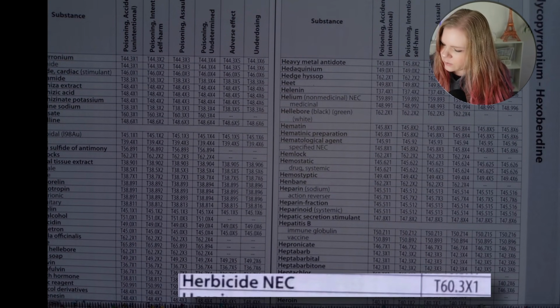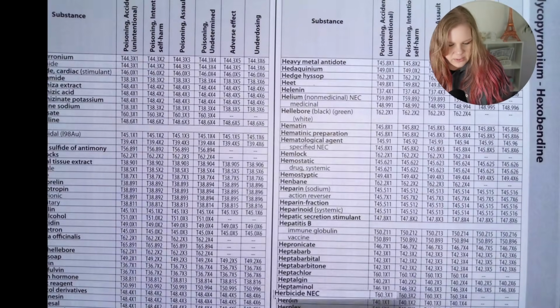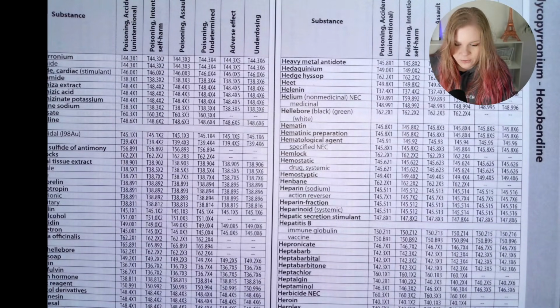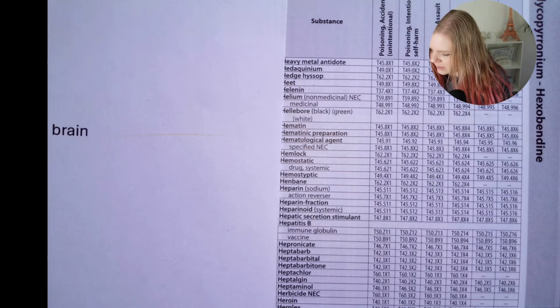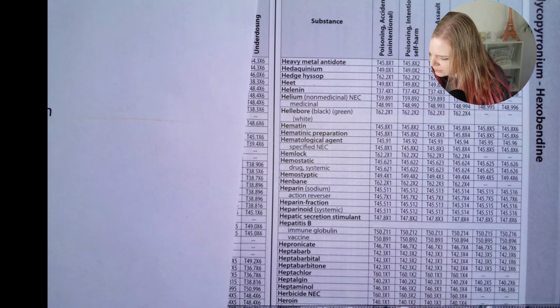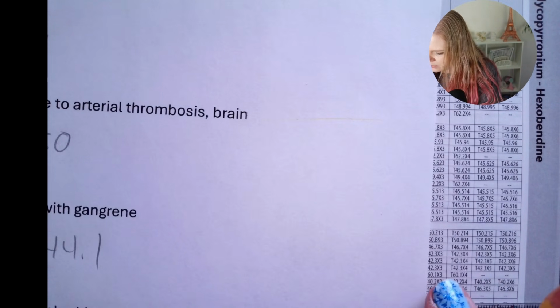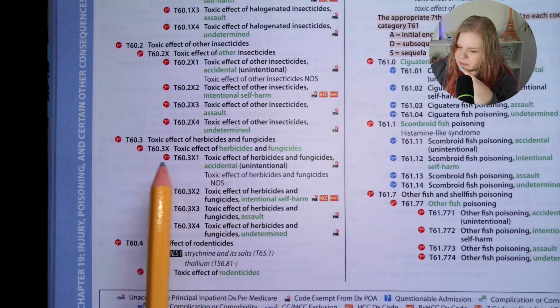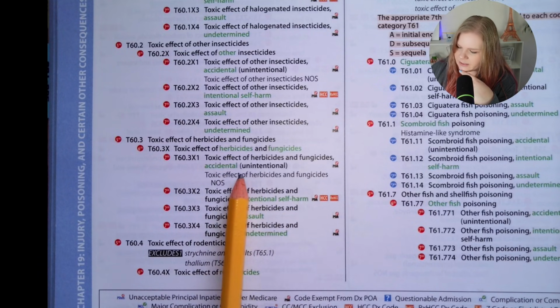T60.3X1, and that looks like it probably needs an additional character because remember it says here subsequent encounter. We have 7th characters for initial, subsequent, sequela. Again, you'll probably find out more about that, but let's write this down so we don't forget it. T40. And that is, I don't want to write down heroin. That's not the right one. So the herbicide is T63X1. So here is our T63X1, toxic effects of herbicides and fungicides, accidental.